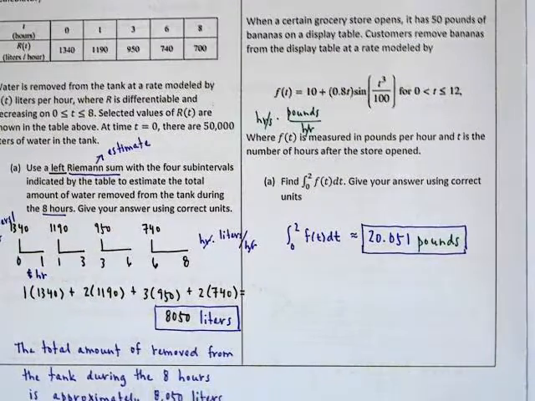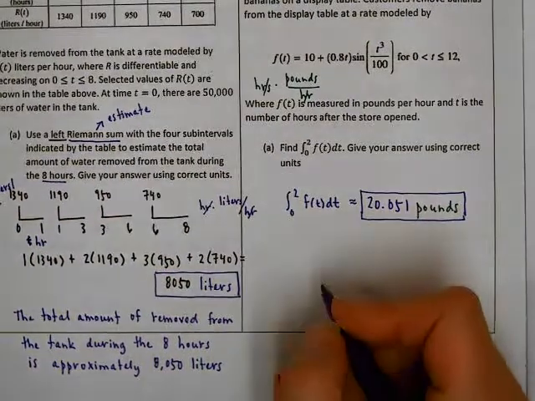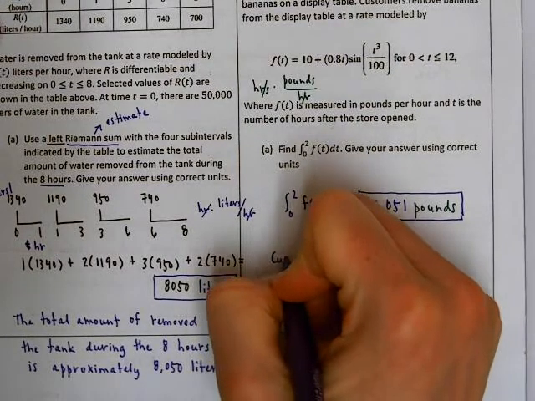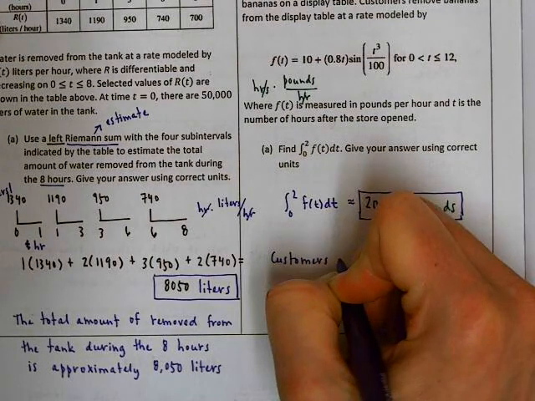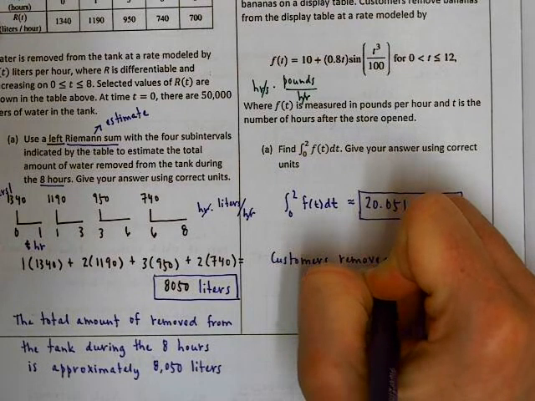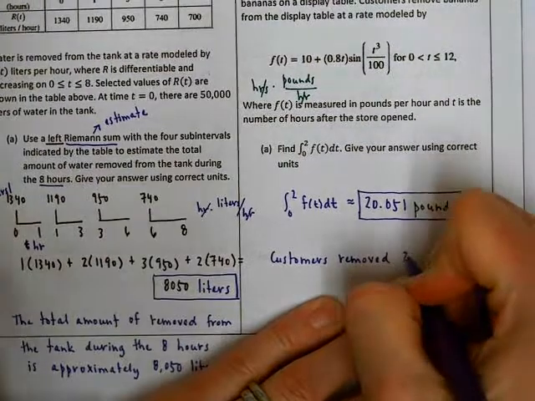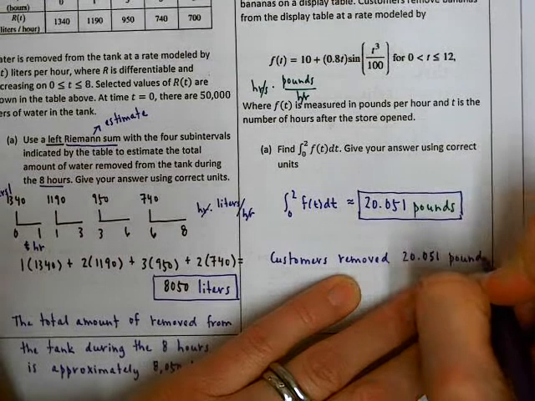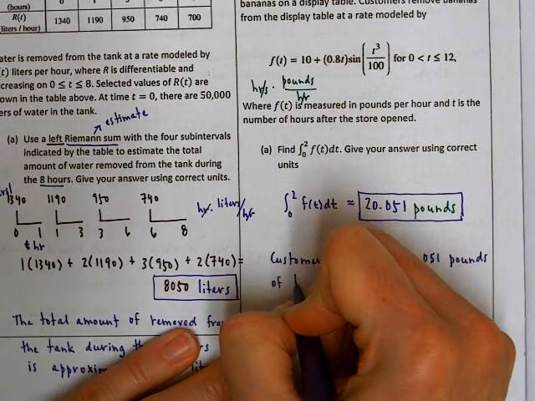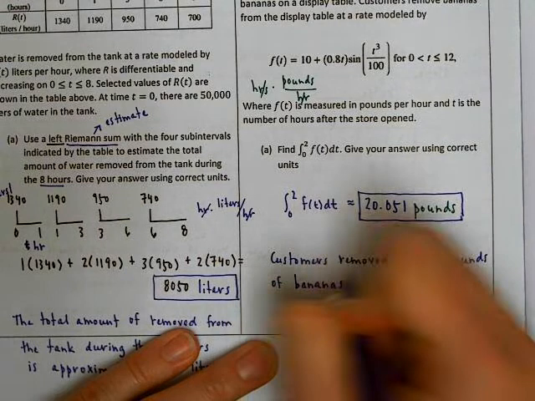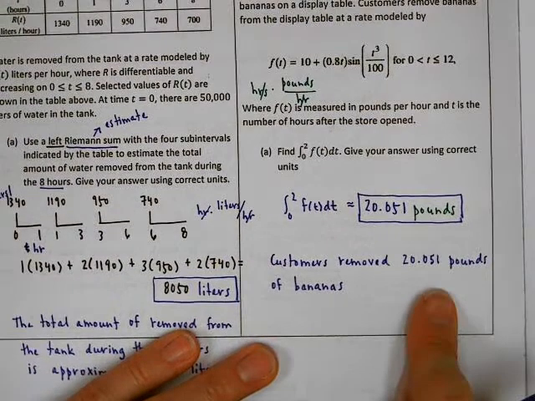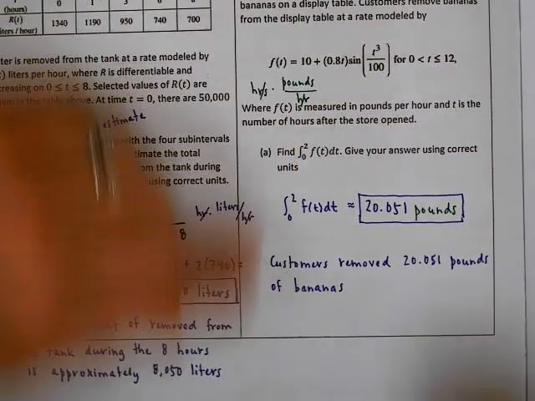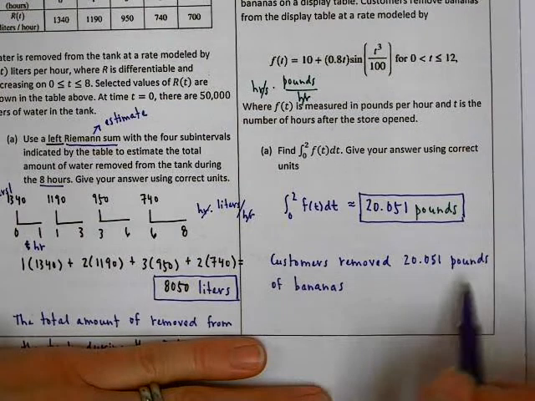Now again, just for practice, I want to add in the explanation. So we would say customers removed 20.051 pounds of bananas. Now here again we have to be really careful about specifying our time interval. So since it's from 0 to 2, we can say customers removed 20.051 pounds of bananas.